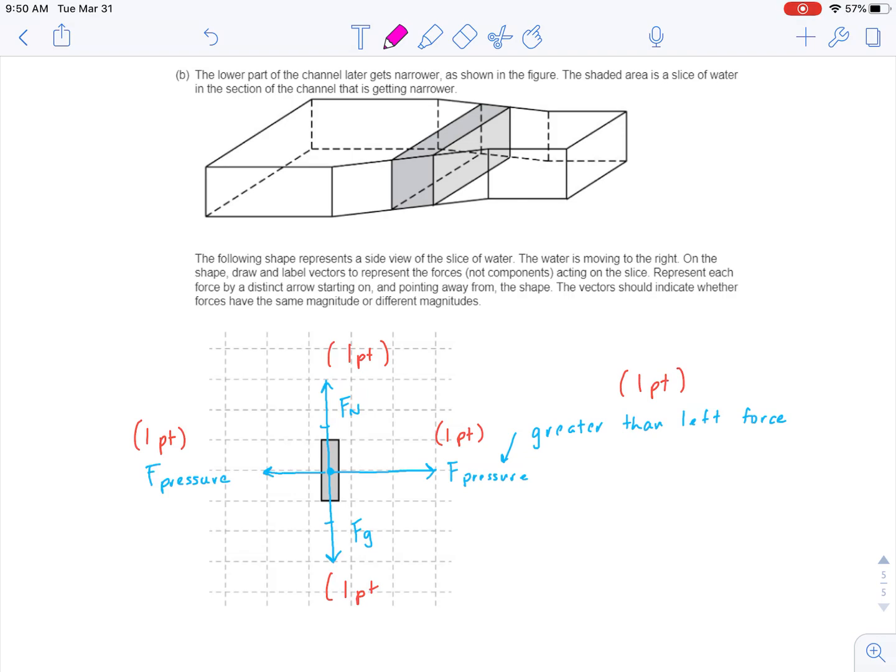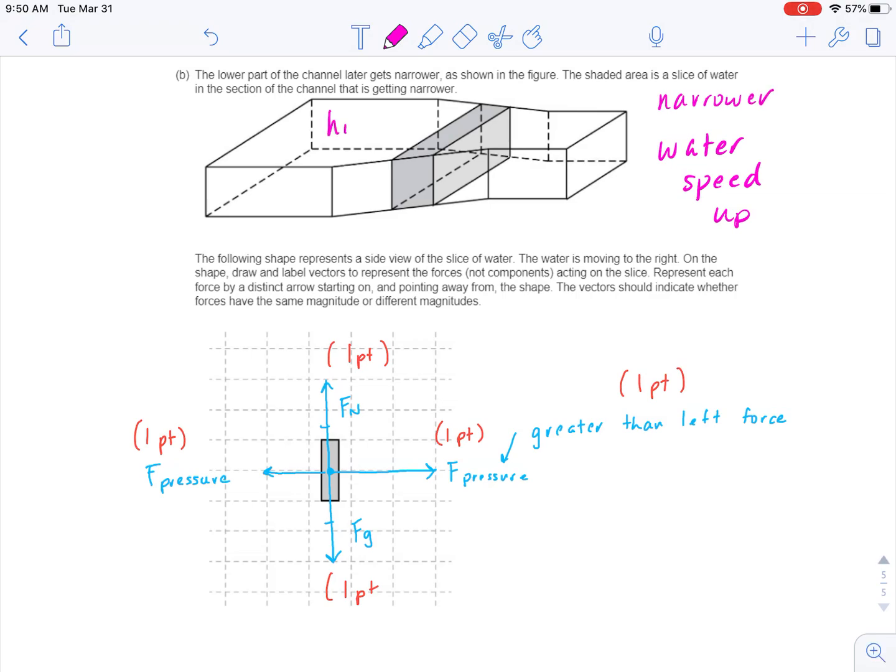On the shape, draw and label the vectors representing the forces, not components, acting on the slice. Represent each force by a distinct arrow starting on and pointing away from the shape. The vector should indicate whether the forces have the same magnitude or different magnitudes. So if you've ever sprayed a hose and put your thumb over the end of the hose, you know that the water will speed up through this narrower opening.